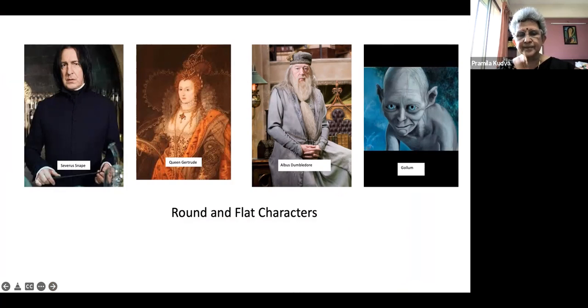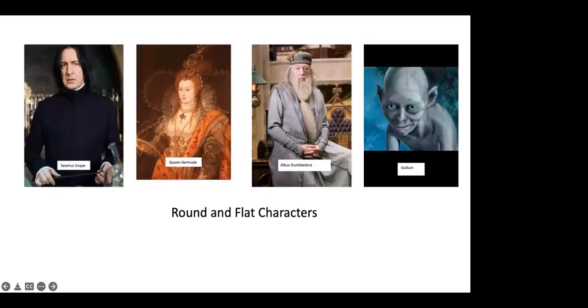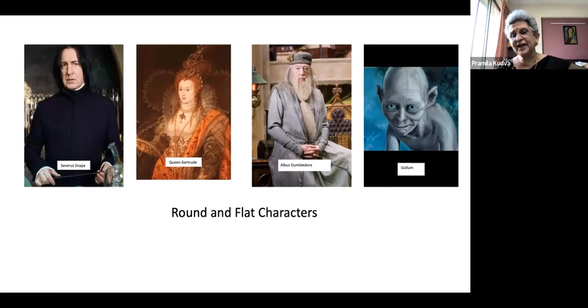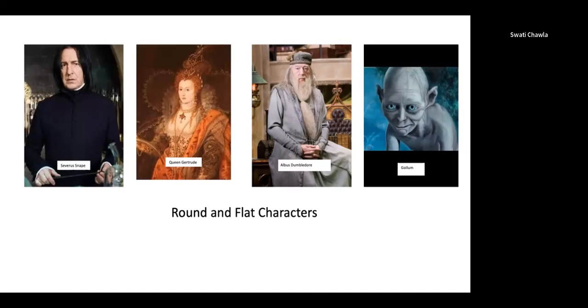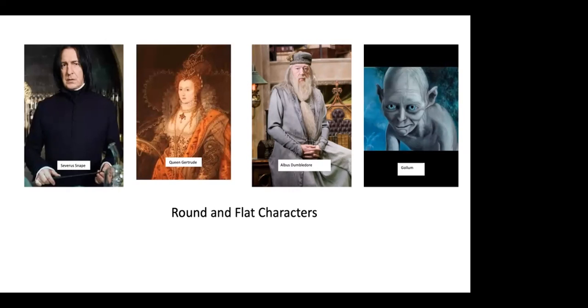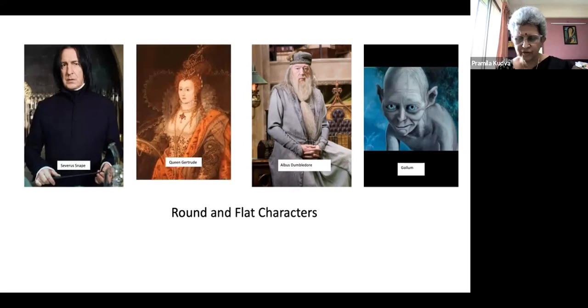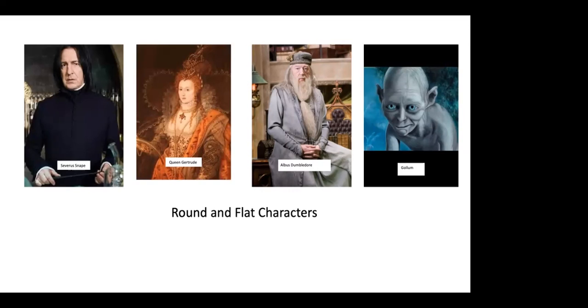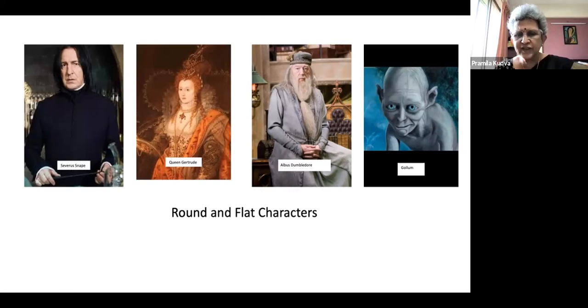Is this round or flat? Flat? Or changing? Why would you say that? You need to justify. You can't just say round or flat. Tell me, justify. From the first movie, this guy is seen as someone who's trying to harm Harry, and in the later movies, he becomes the person who was trying to save Harry. Okay, so his character changes from complete negative to complete positive. So is he round or flat?